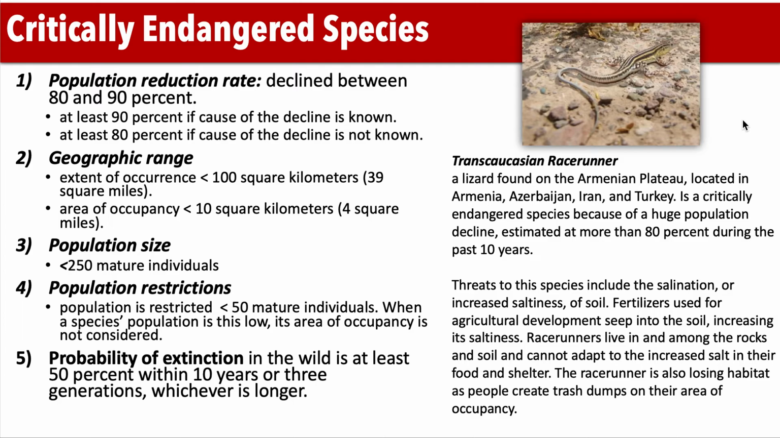Fertilizers used for agricultural development seep into the soil, increasing its saltiness. The race runners live in and among the rocks and the soil and cannot adapt to the increased salt in their food and their shelter. The race runners are also losing habitat as people create trash dumps on their area of occupancy, which has caused them to become a critically endangered species.